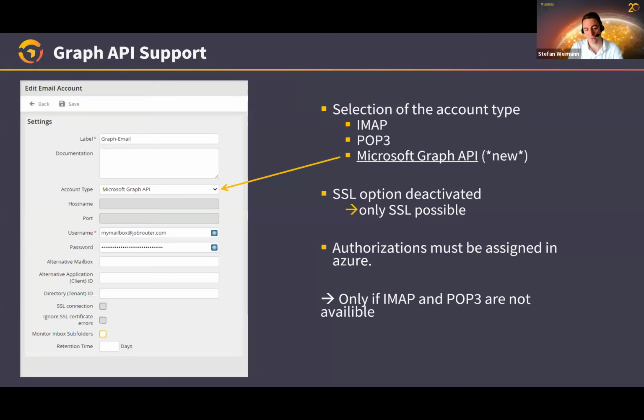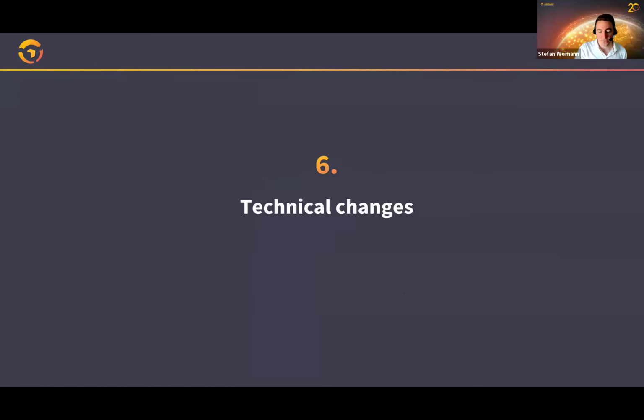So this function can be used with JobRouter. Our recommendation is to use IMAP and POP3 if available, because those protocols are much better and well tested in business environments. Of course, Microsoft Graph API works as well. We just had the request for this since IMAP and POP3 were not enabled for a specific group of customers. All right. So far, so good.